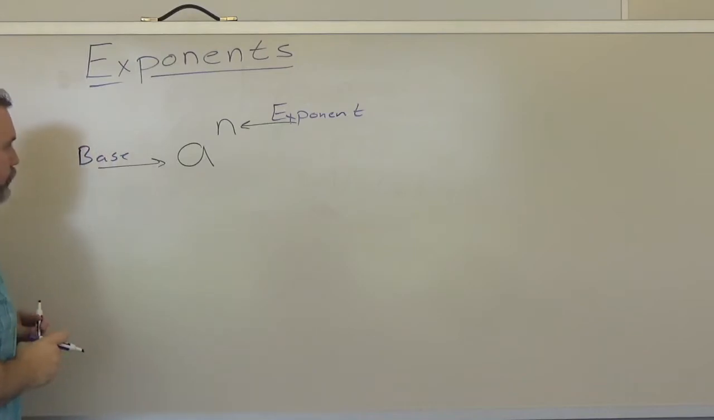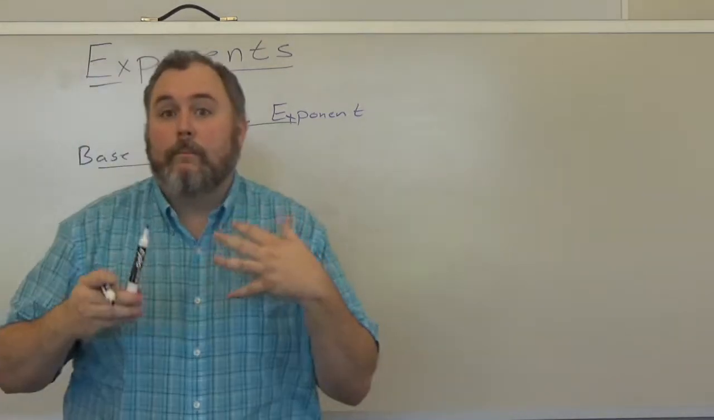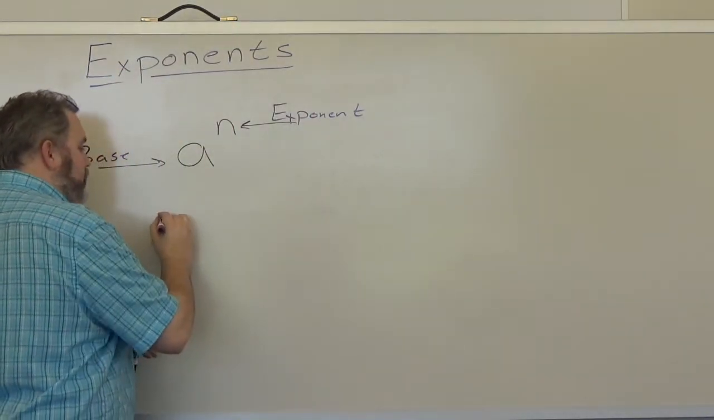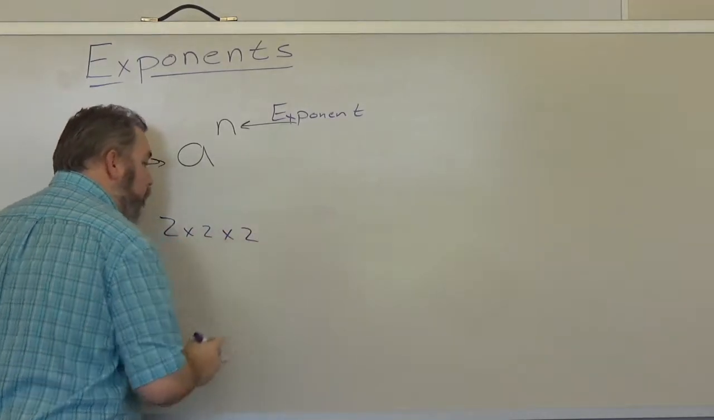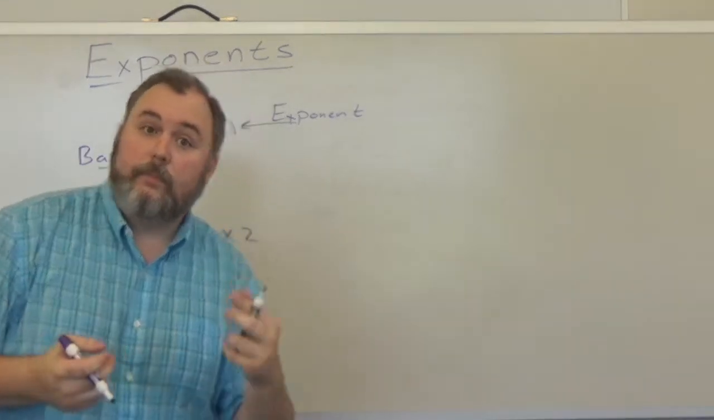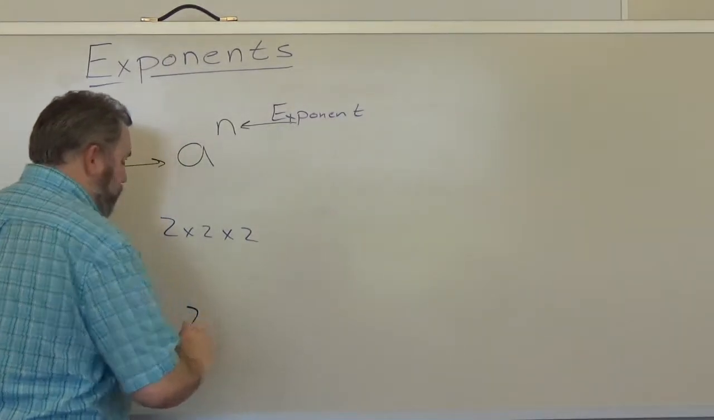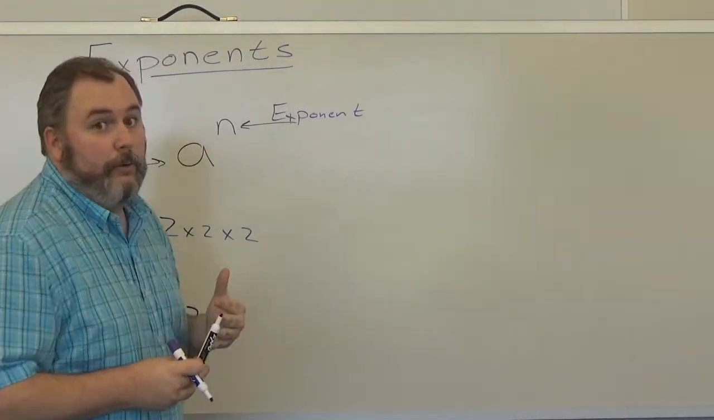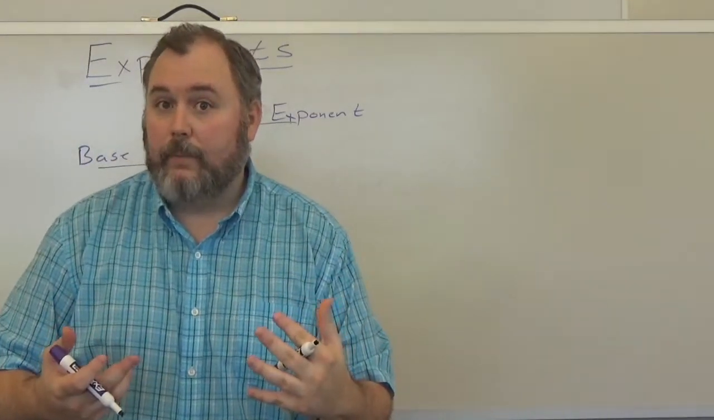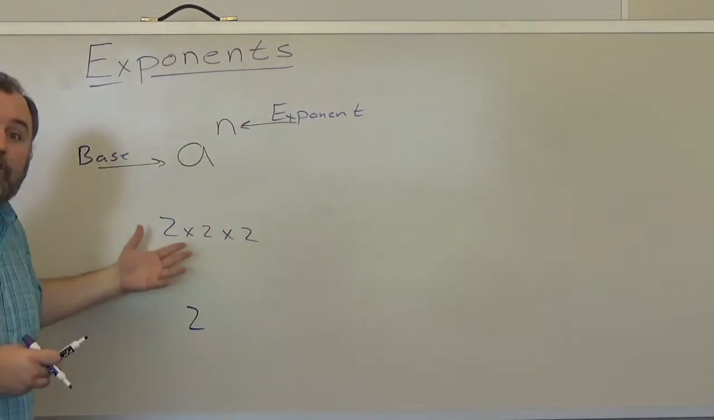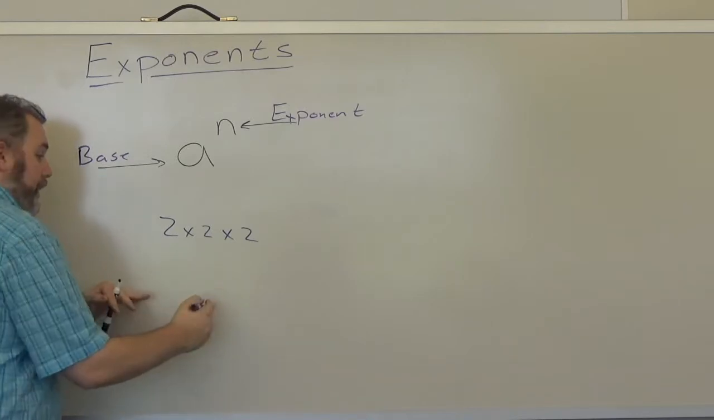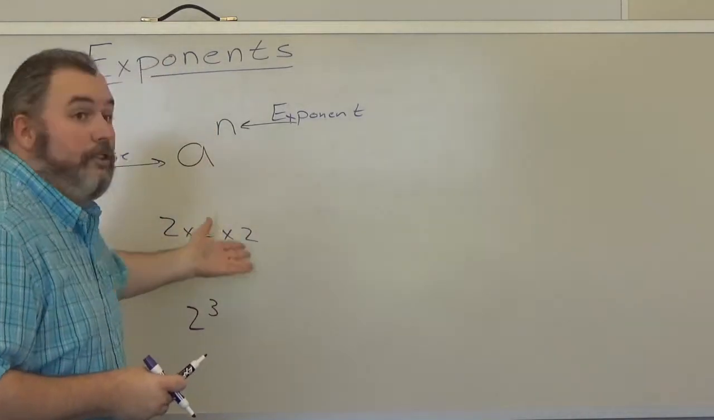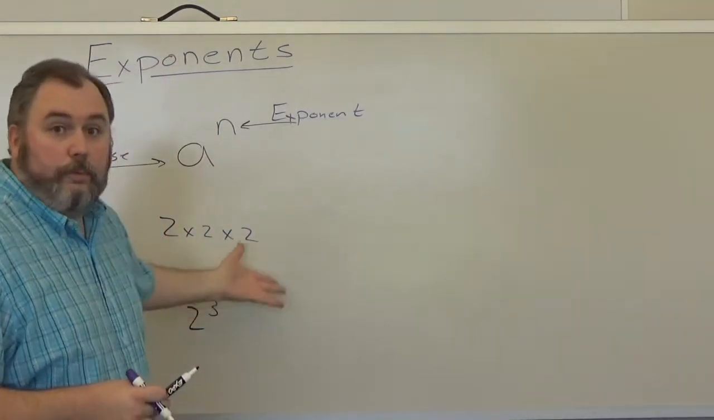Now, what does this mean? All right. Well, the base is what we're multiplying constantly. So if I were to say 2 times 2 times 2, well, the number that I'm constantly multiplying is the number 2. So I would say 2. That's where my A would go. And the exponent represents how many times I'm multiplying it. So in this particular case, I'm multiplying 2 3 times. So my n is going to be 3. This is how we basically write it. So 2 times 2 times 2 is 2 superscript 3.